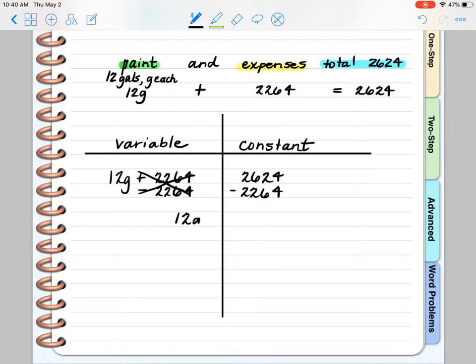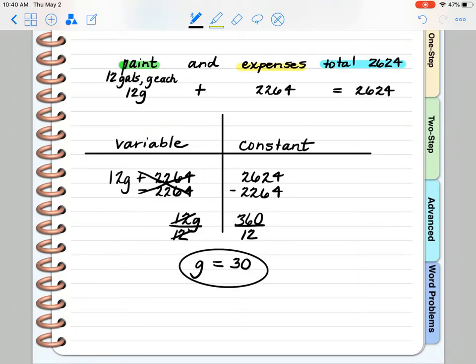Again, I would not take a chance here. Go ahead and type this into your calculator, and you will get 360. Divide this by 12, and you are left with 30. So let's think about what this means. G equals 30. 1 gallon is $30. The price per gallon.